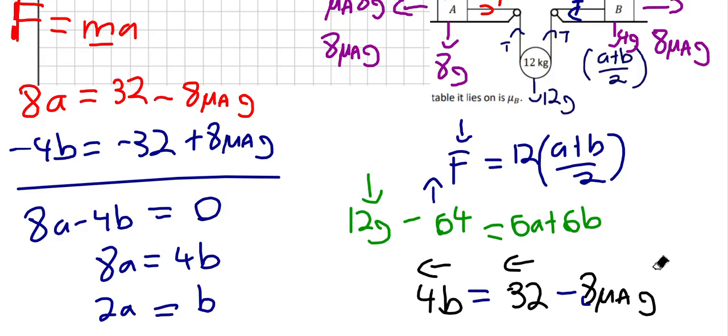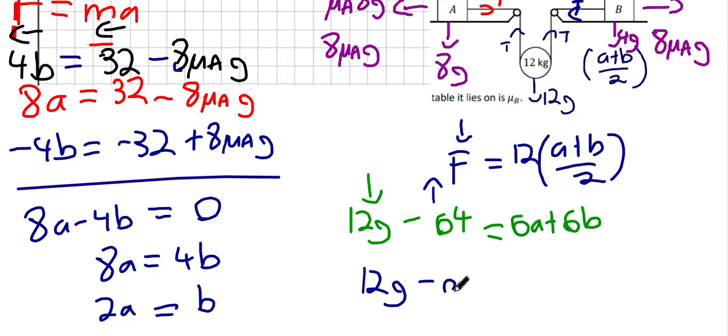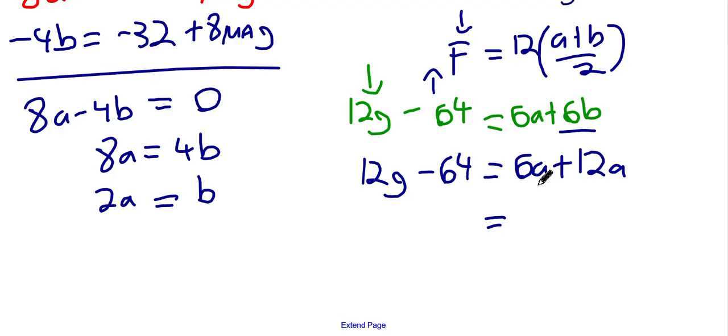Take that energy and bring it into the green equation. What now? 12G minus 64 equals 6A, and then replace B with 2A. 12A. Let's go for this then. 18A. Somebody multiply 12 by 9.8 and then take away 64. 53.6, we're all saying? Okay.